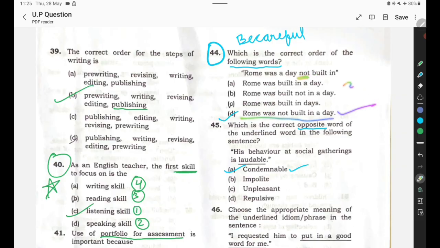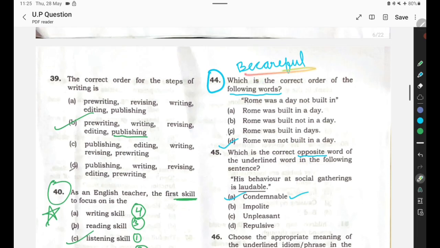This is the correct answer. This is also a correct sentence, but there is no not here, so this is the correct answer because there is not here. Check your words before you attempt this type of question, okay? Like I have been given here. Be careful with this type because this minor mistake can decide whether you pass, whether you clear this exam or not.